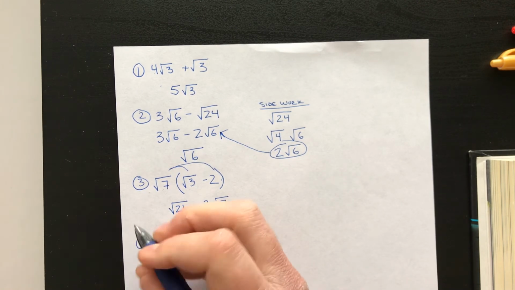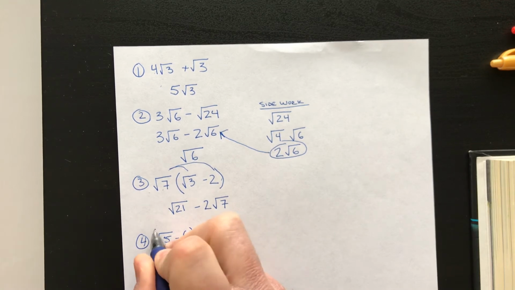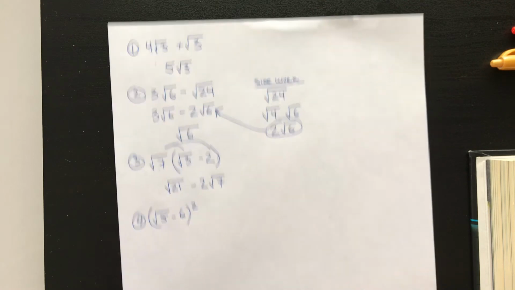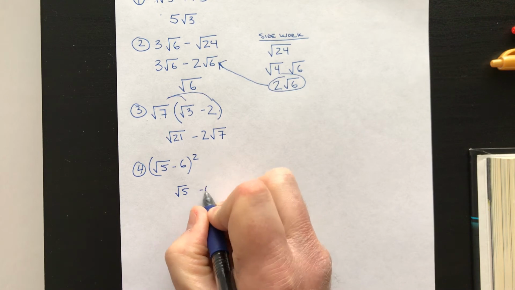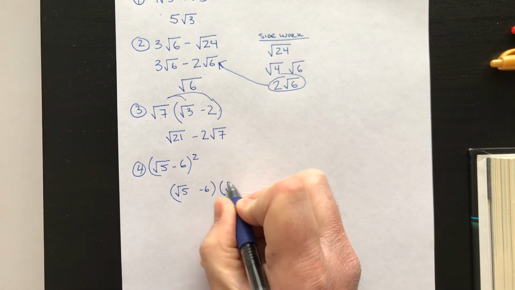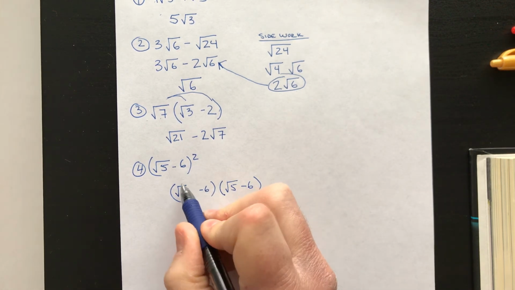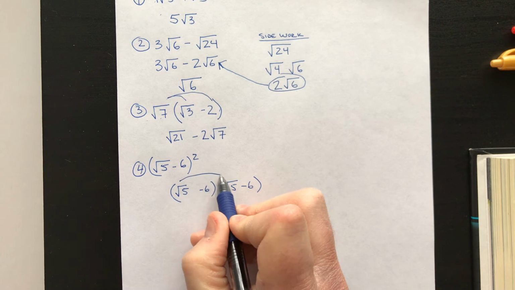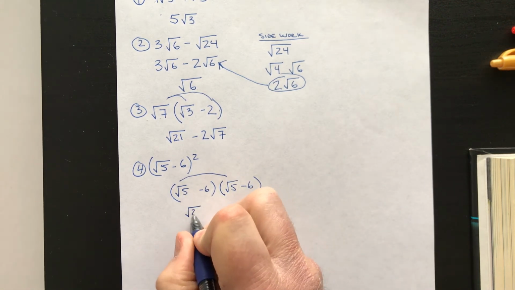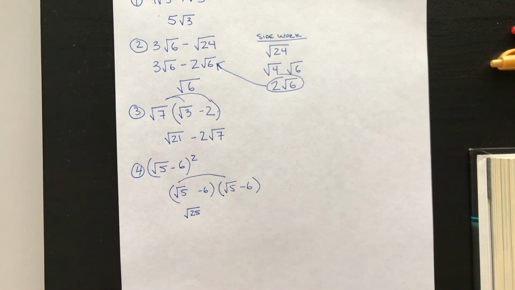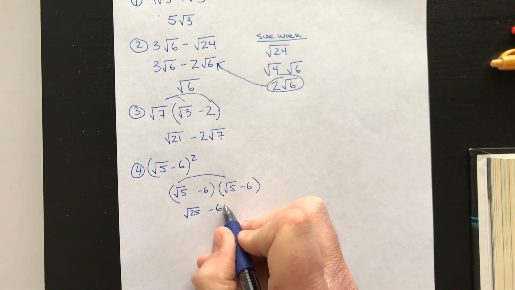Number 4 is the square root of 5 minus 6 squared. Well, I'm just going to rewrite this as the square root of 5 minus 6 times the square root of 5 minus 6. And we would FOIL it. Remember, first terms. So we have the square root of 5 times the square root of 5, which is the square root of 25. And then we have the square root of 5 times a negative 6, which is negative 6 root 5.